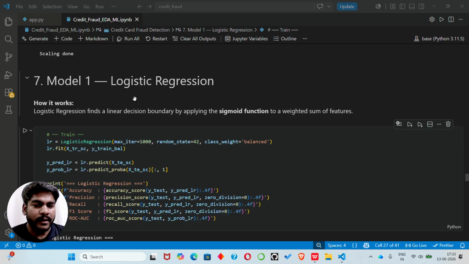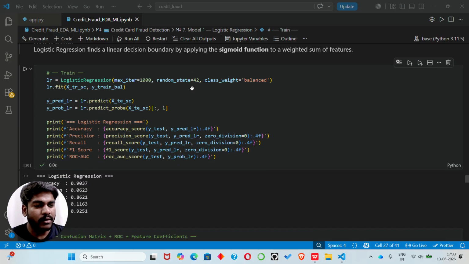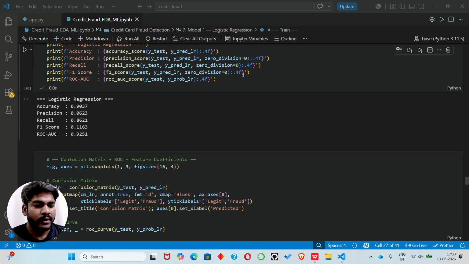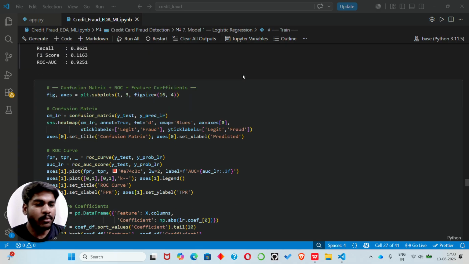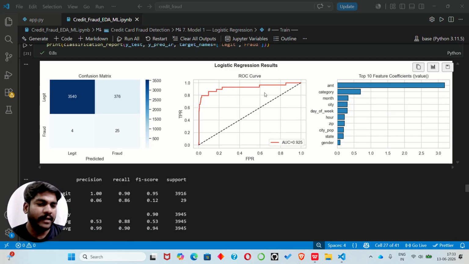Now, for model training, I trained and compared three machine learning models. The first model is logistic regression. This is the simplest model. It uses a formula called the sigmoid function, which gives a number between 0 and 1. If the number is above 0.5, the model predicts fraud. Think of it as drawing a straight line to separate fraud and non-fraud transactions.